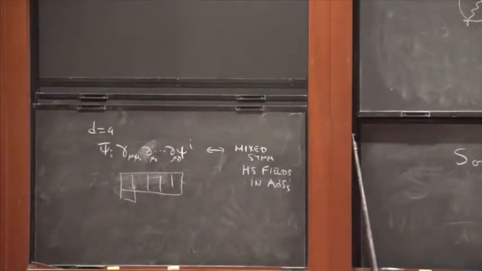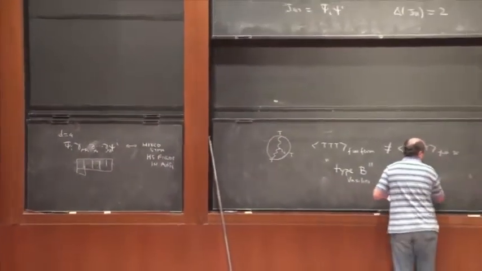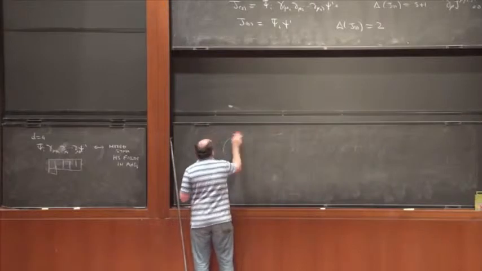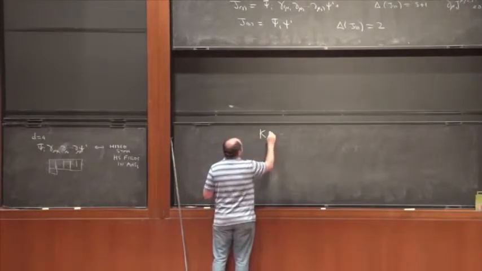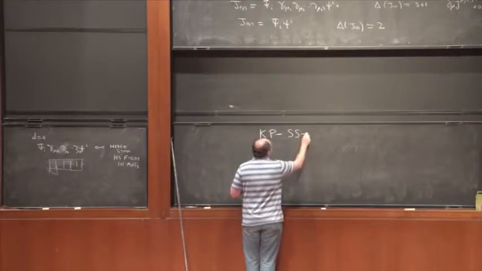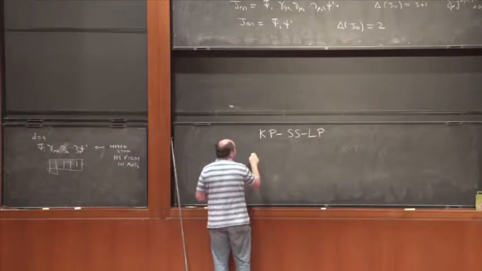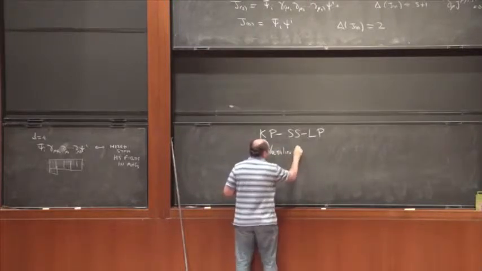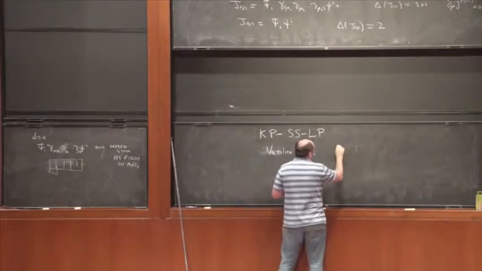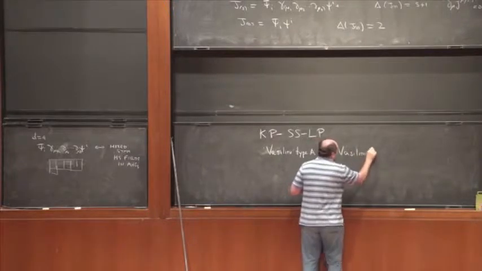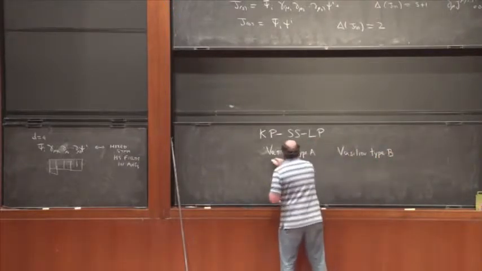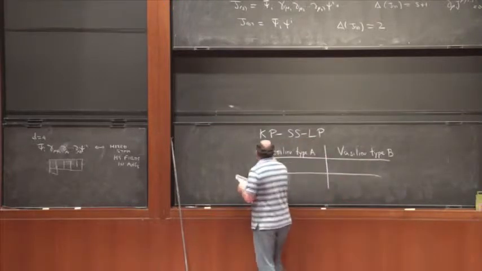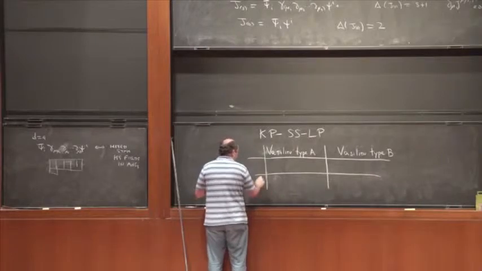So let me go here. Before we move on, let me write down a table summarizing all the dualities that we have discussed so far. I'll call these the Klebanov-Polyakov, Sezgin-Sundell, Leigh-Petkou dualities. So we have Vasiliev type A, Vasiliev type B, and here we have the choice of boundary conditions for the scalar field.